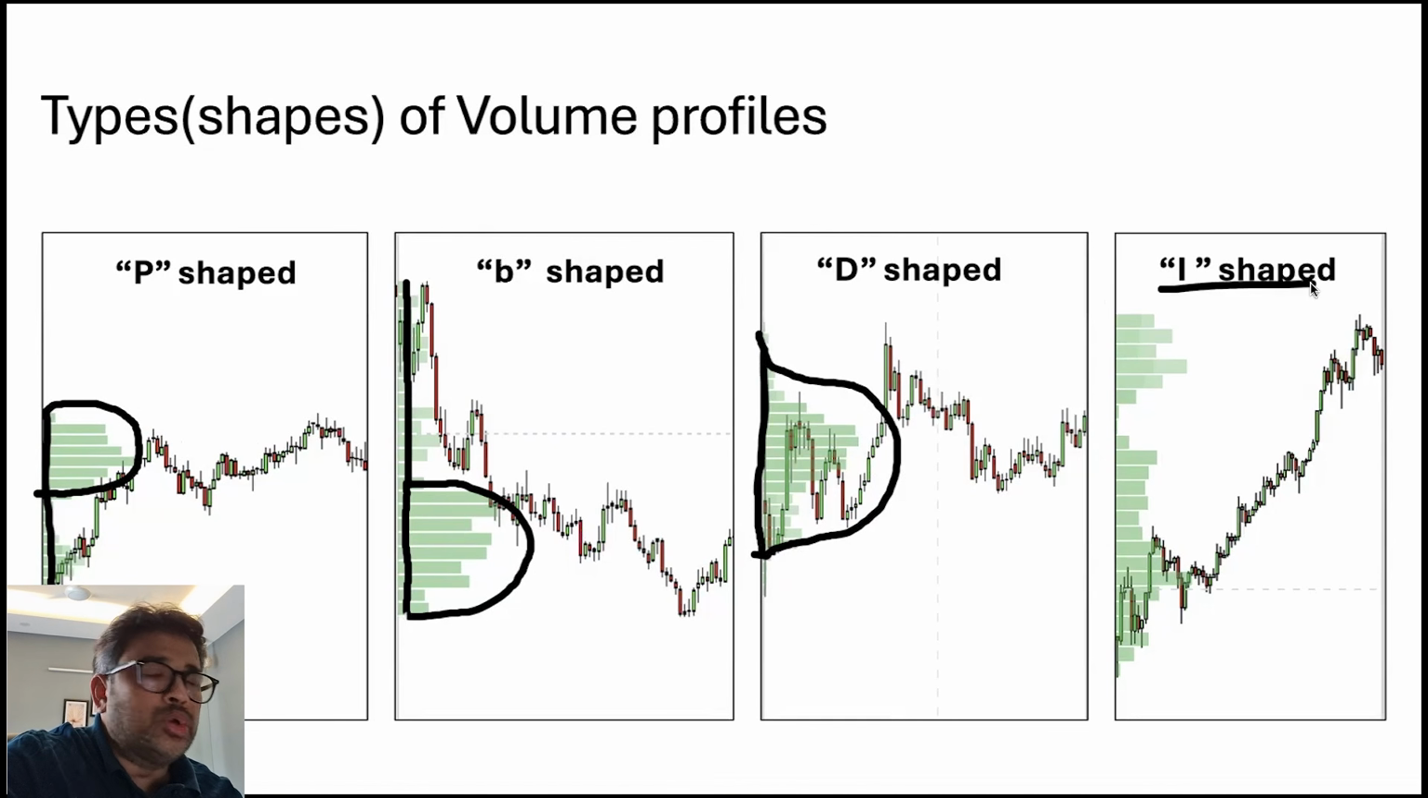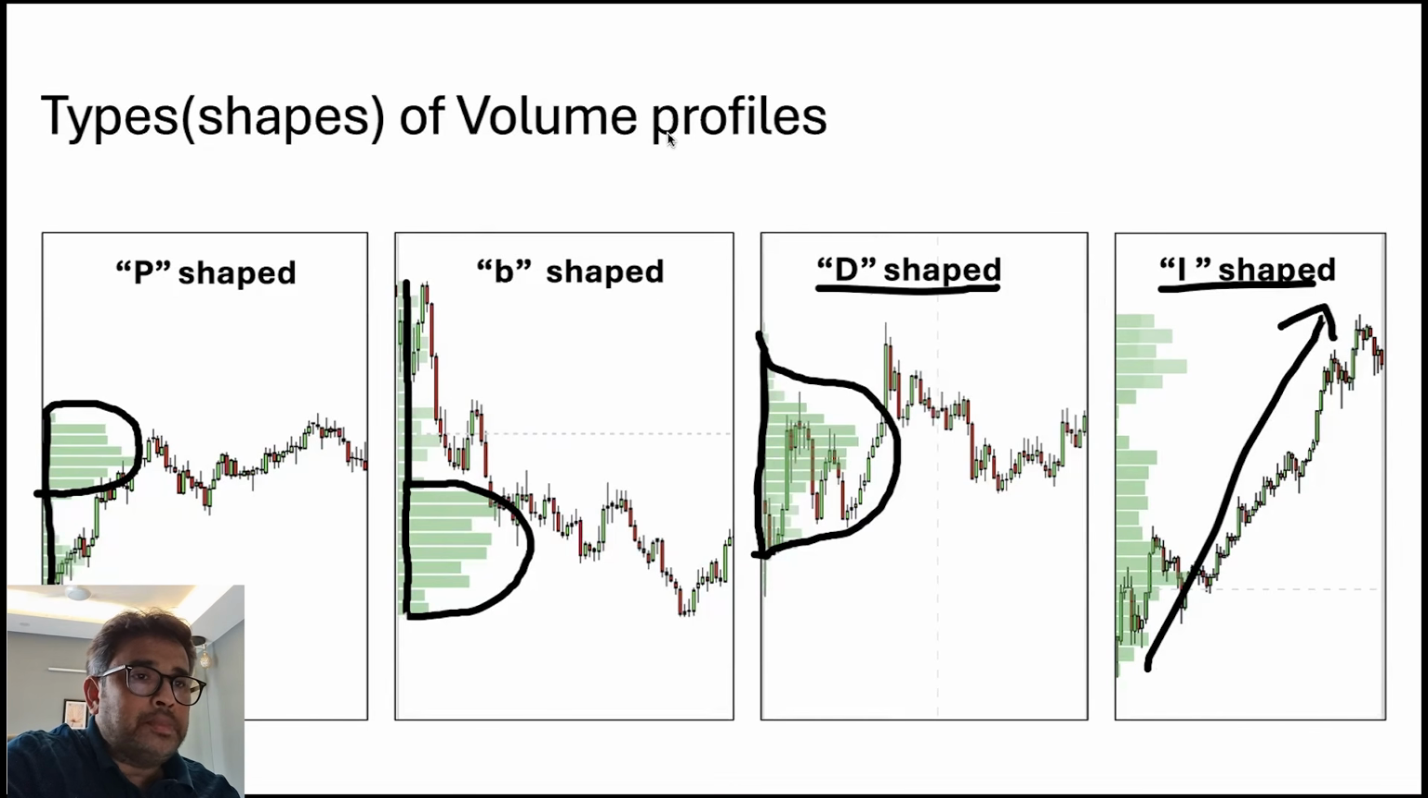Now there is one more, called the I-shaped volume profile. You should know that the D shape happens more frequently, and the I shape happens less frequently. Why? Because the I-shaped volume profile happens when there is a huge trend on one side. Either it can be upside or downside.